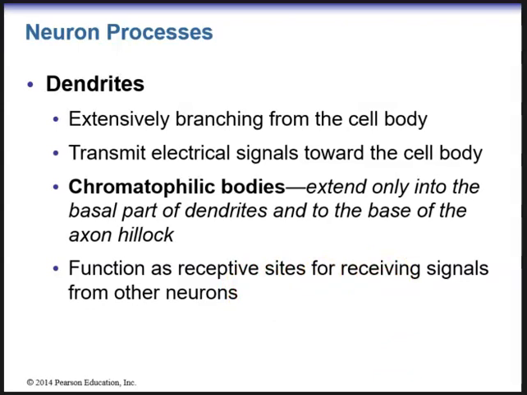A cell body will have many dendrites, however, it will only have one axon most of the time. The dendrites will receive signals from other axons, and usually the axons will attach to the dendrites, allowing for the continuation of the signal from cell to cell or from neuron to neuron.